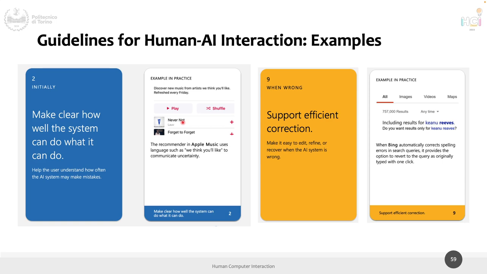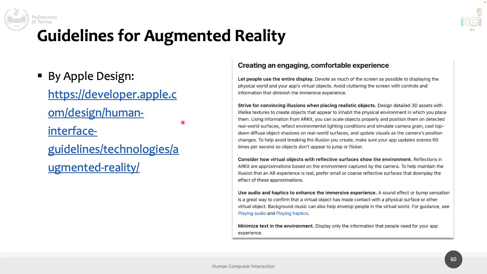So, but these have nothing to do with web specifically or with accessibility. Maybe they are, but the focus here is totally different. It's on AI interacting with people and vice versa. And another example, if you're doing something for augmented reality, then there are guidelines, in this case by Apple design, but not only, you can find also others that give you guidelines for creating successful augmented reality applications. So for instance, people should use the entire display. So not only a part. And these are specific guidelines you can apply.